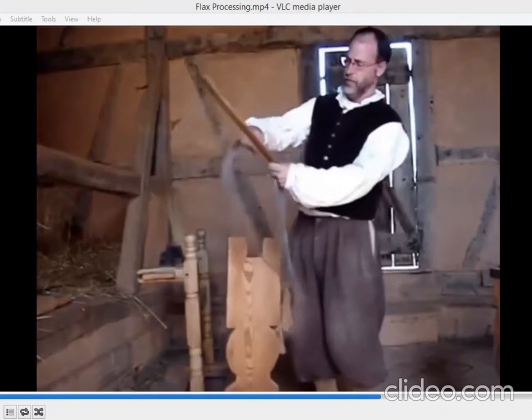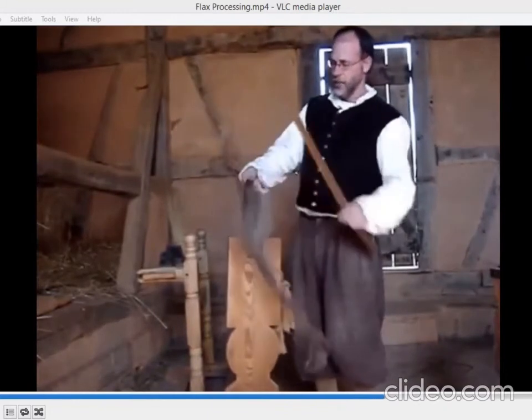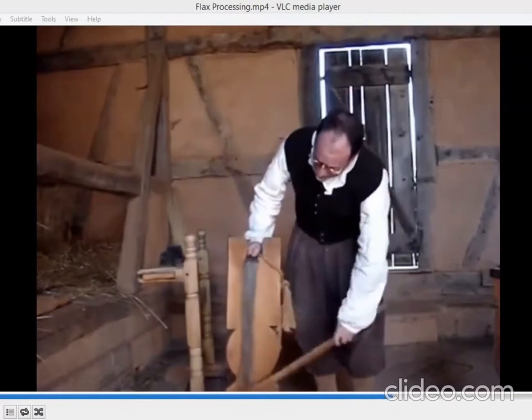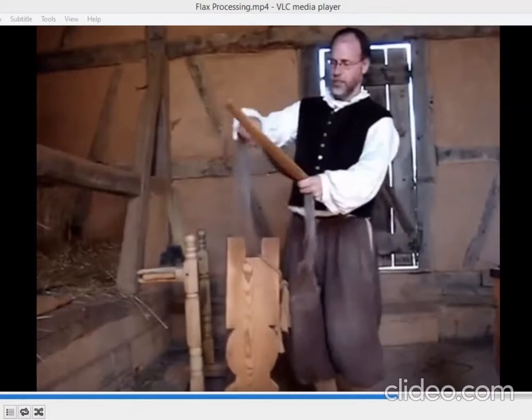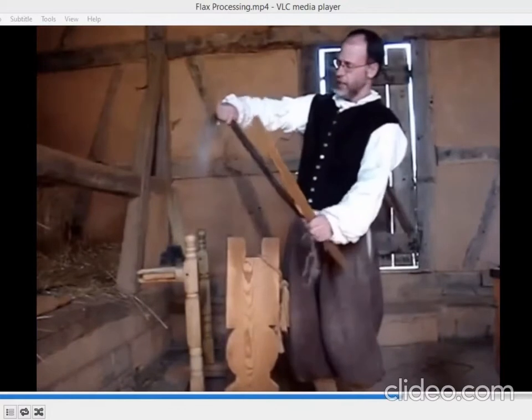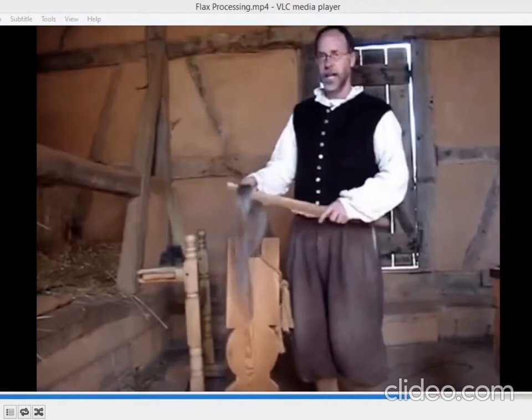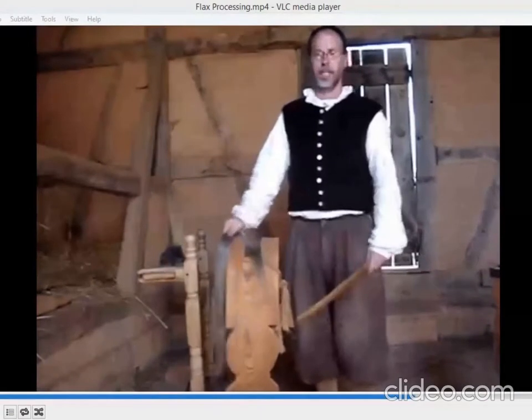It's getting a little finer, but you get the idea. That was scraping and beating to get this just as finely cleaned as possible before taking it to our last step, which was the hackle.